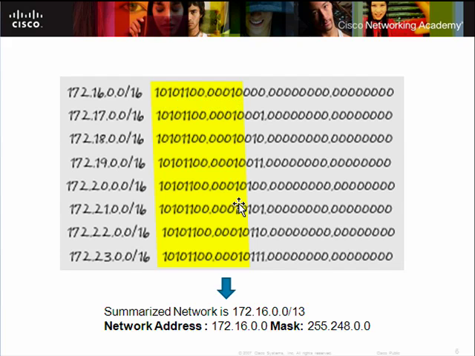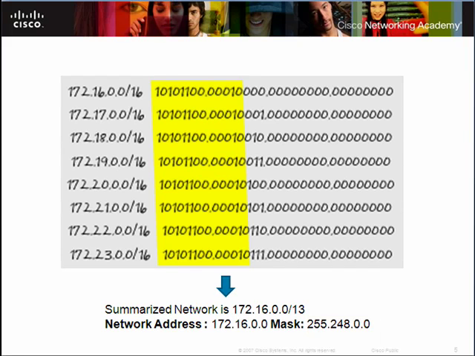Thus, the network can be summarized as 172.16.0.0/13, where the network address is 172.16.0.0 and the mask is 255.248.0.0.